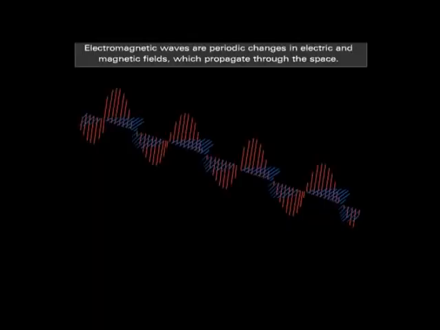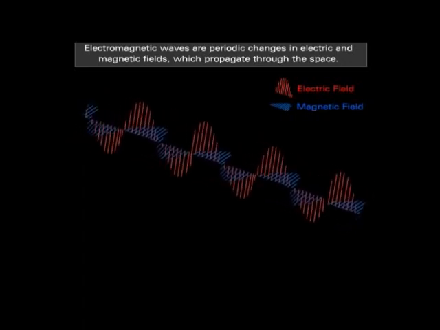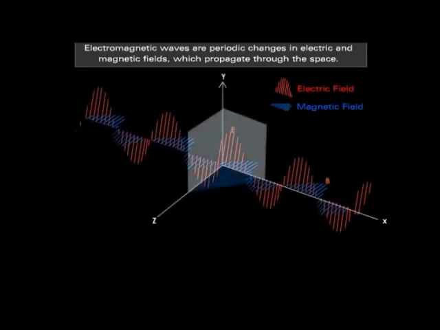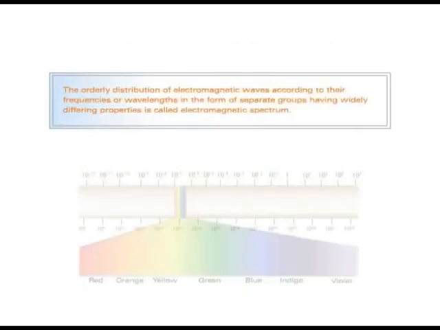So electromagnetic waves are periodic changes in electrical and magnetic fields which are propagated through space. The electric and magnetic field vectors E and B are at right angles to each other and the direction of travel. Gamma rays, X-rays, UV, visible light, infrared radiations, microwaves and radio waves are all EM waves. The orderly distribution of electromagnetic waves according to their frequency or wavelength in form of separate groups having widely different properties is called the electromagnetic spectrum.